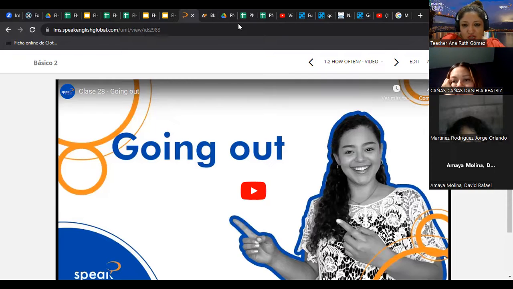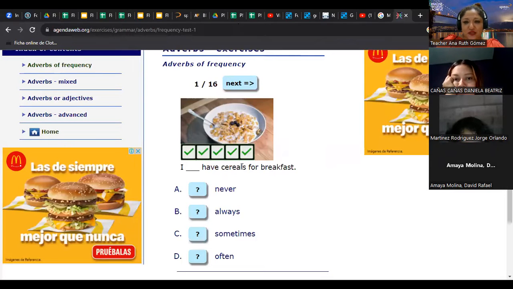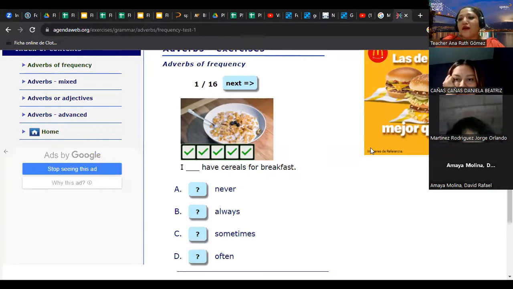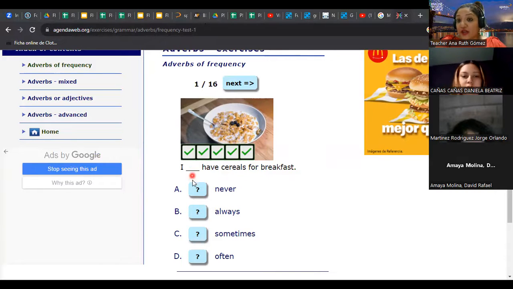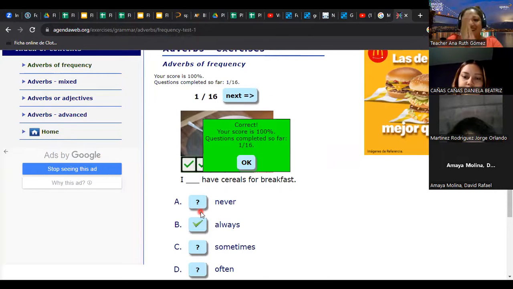For example, I'm going to show you a little exercise. I want you to help me. Remember, adverbs of frequency, frequent. I mean, they give you the idea of how frequent something is. For example, pay attention to these pictures. No vean las hamburguesas que les va a dar hambre. All right, don't look at the hamburgers, but look here. Fíjense cuántos chequecitos hay. Eso significa la frecuencia. So, which do you think the adverb of frequency is? Never, always, sometimes, or often? Always. Are you sure? Excellent. All right, very good.